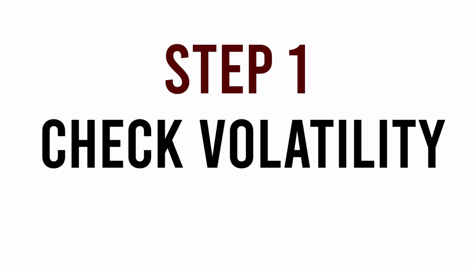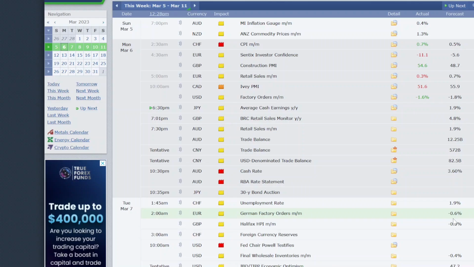How do we do that? We do that through checking our economic calendar. There are 2 websites that we use. The first one is Forex Factory. You check the calendar on Forex Factory, and how you check the volatility is through red folders.